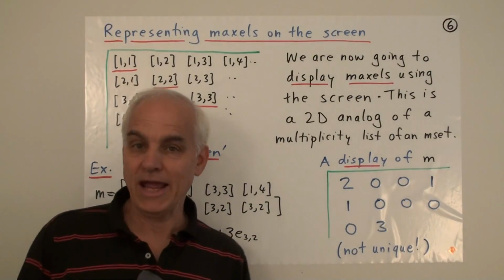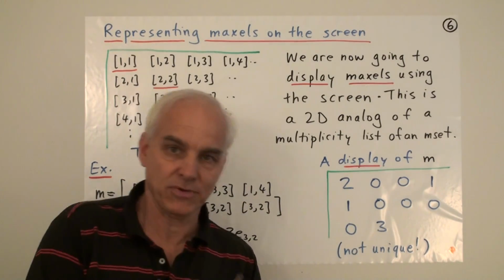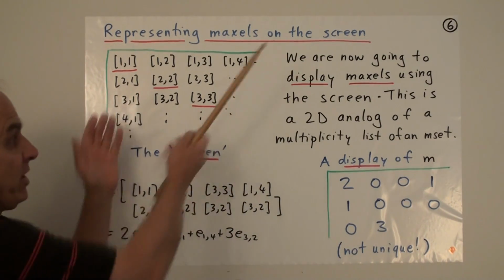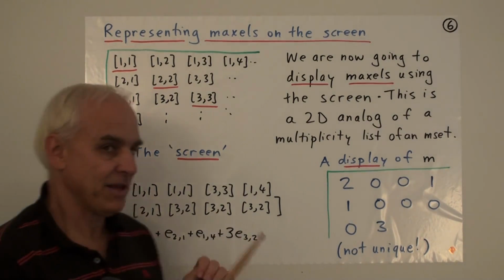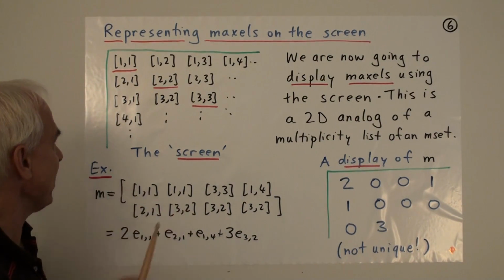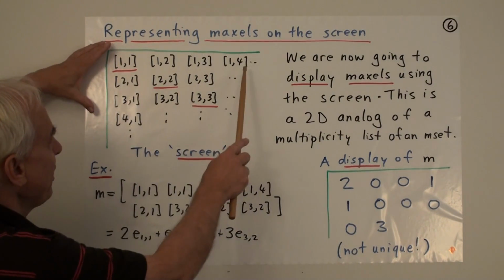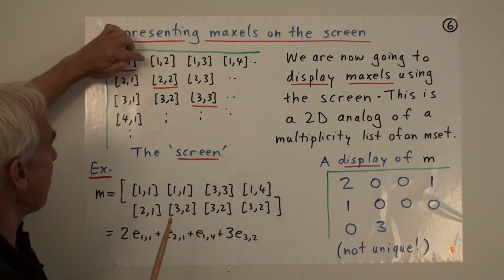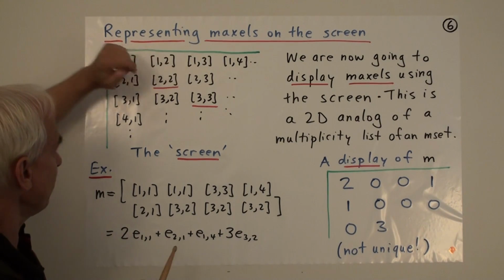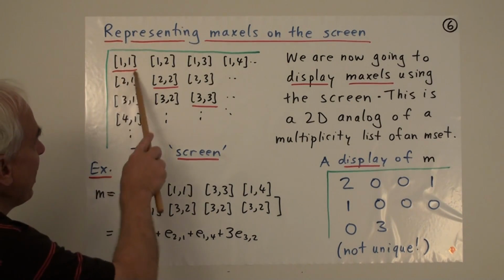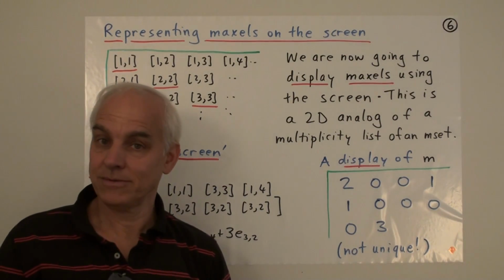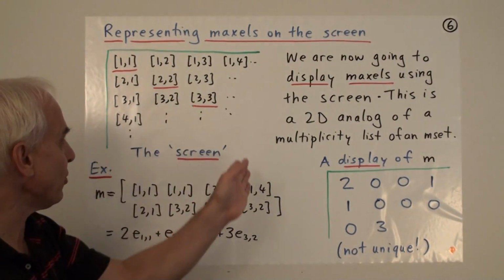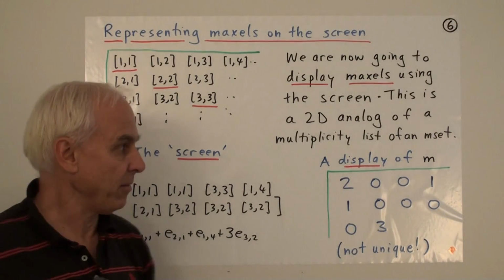Now let's move closer to connecting Maxel arithmetic with matrix arithmetic by showing you how to display Maxels on our screen. So remember that in this subject we're using the word screen in a precise way. We're talking about this framework here of positions on a two-dimensional diagram, starting with 1,1 here in the top corner, and then 1,2, 1,3, and so on, and then 2,1, 2,2, 2,3, and so on. So this is going to be the screen. Notice also that I've underlined in red the diagonal elements. They are particularly important in the theory and will often be useful for us to keep in mind where the diagonal elements are.